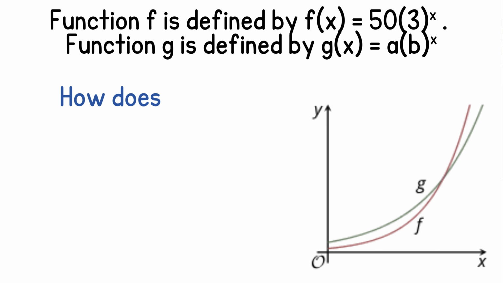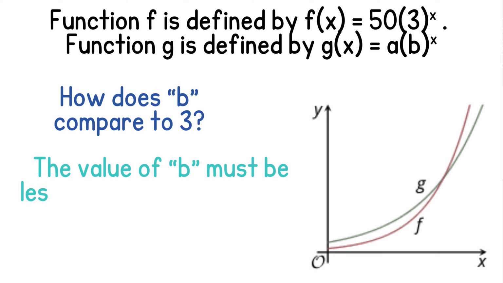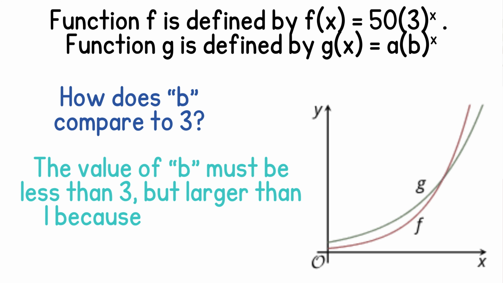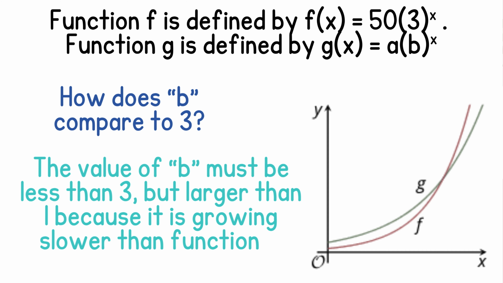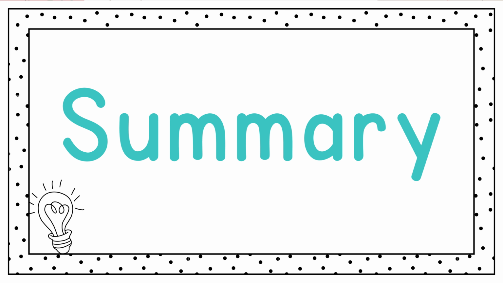Now we want to know how does b compare to 3. So now we're talking about the growth patterns. We can see the value of b must be less than 3, but larger than 1 because it's growing slower than function f. Now let's recap what we've learned.